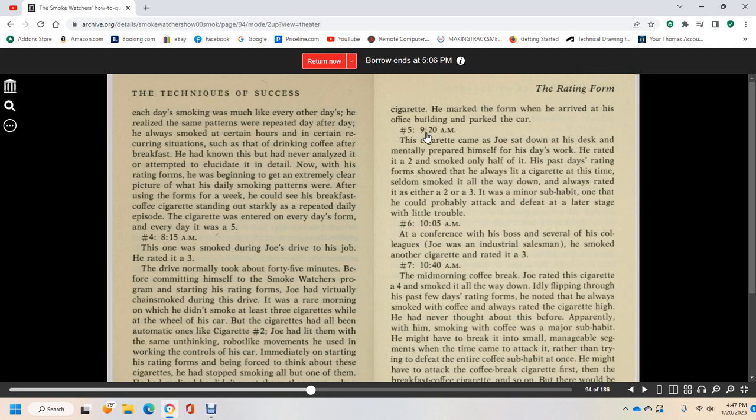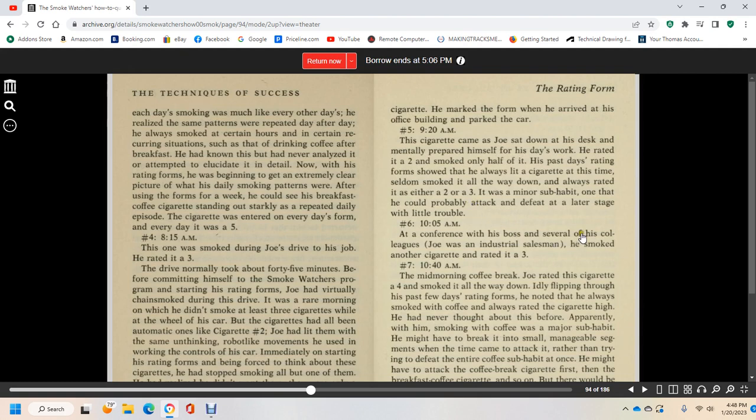Cigarettes came as Joe sat down at the desk, mentally prepared for his work day. He rated it a 2. It was the only habit smoked in the past day. Ratings show that he always lit the cigarette at the same time. At this time, he seldom smoked it all the way down. He always rated it either 2 or 3, a minor sub-habit, one that he could probably defeat at a later stage with a little problem. Number 6 was at 10:05 a.m.